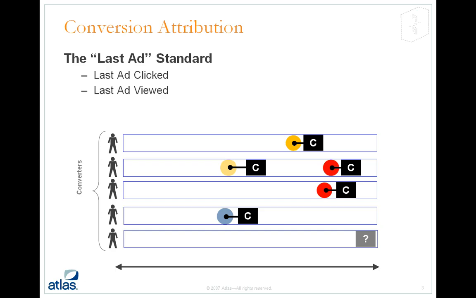So to make this a little bit more concrete, imagine now that on this slide we have 5 converters, and what we have is a little piece of marketing, in that circle there, that piece of media that reached the person right before they converted, and the conversion is that C in the black square.